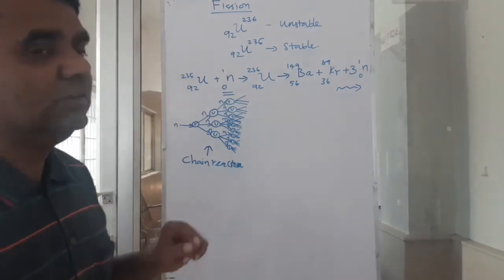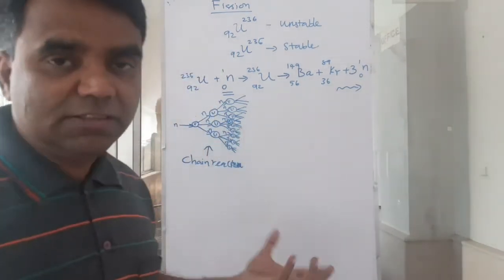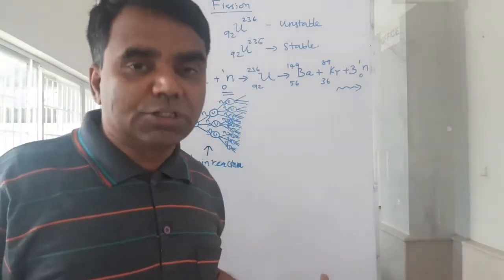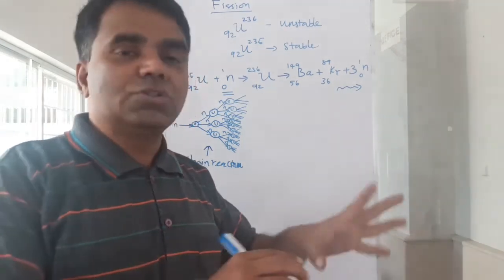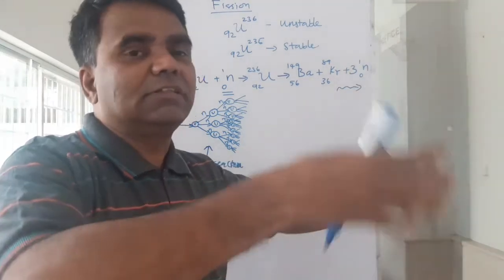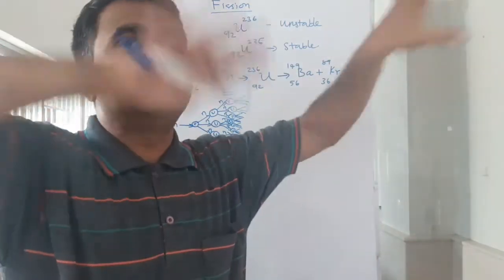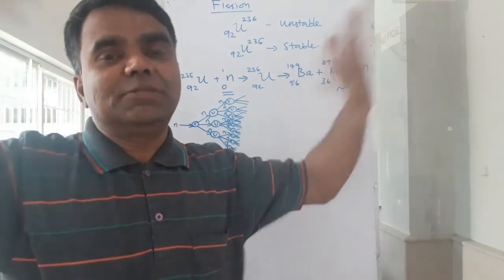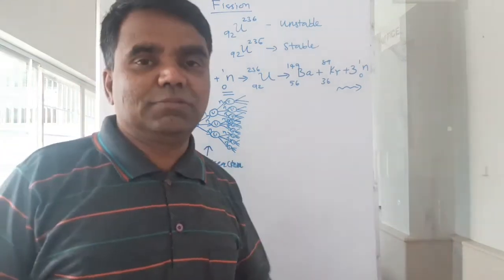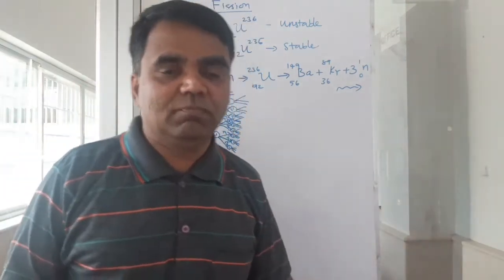This is a chain reaction. This is uncontrolled, right? Because once you start the process, you have no control over it. It goes, and 1 becomes 3, and then 3 becomes 9, 9 becomes 27, 27 becomes 81. So all these neutrons will keep hitting. It becomes uncontrolled. It's a bomb. It's a nuclear bomb.